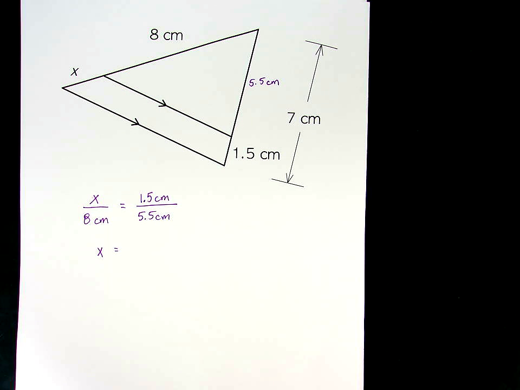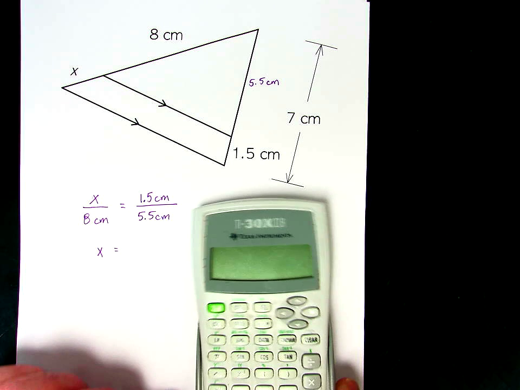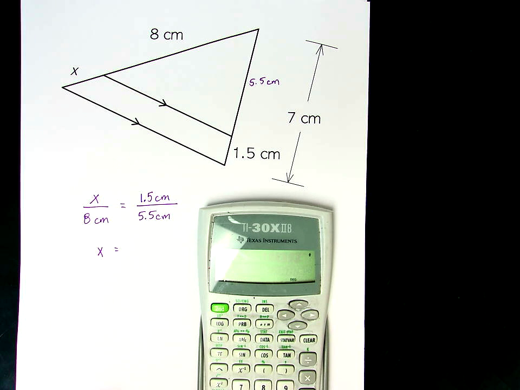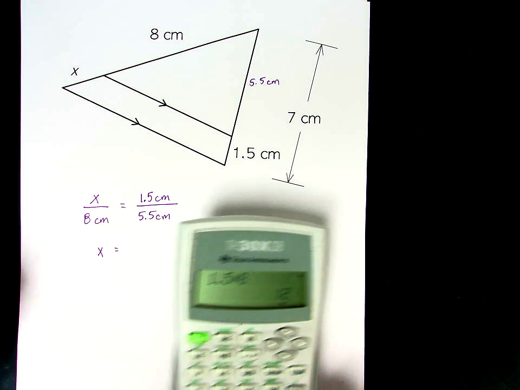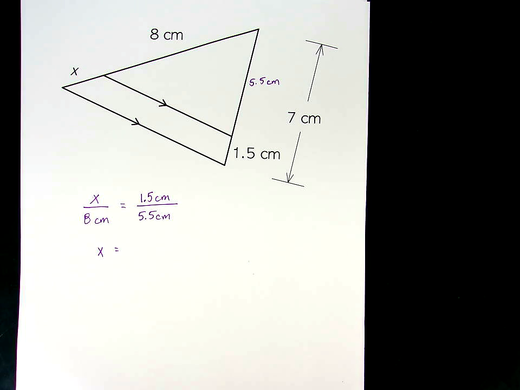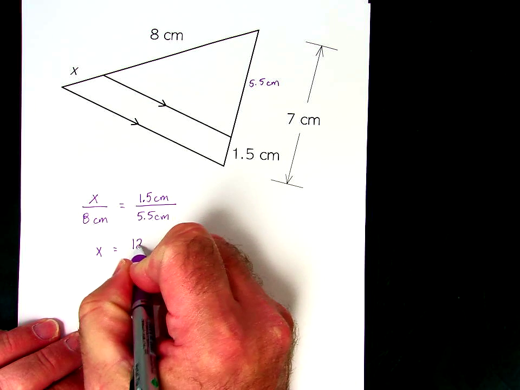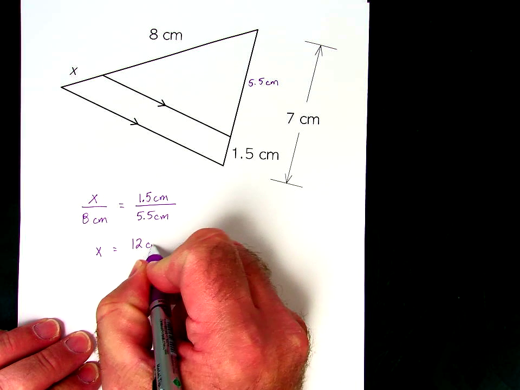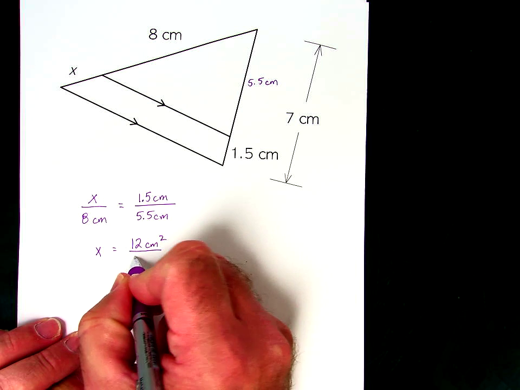So 1.5 times 8. I'm going to do that on my calculator here. So if I take 1.5 times 8, okay, I get 12. I kind of knew that. 1 times 8 plus half of 8. So centimeters times centimeters would be square centimeters.